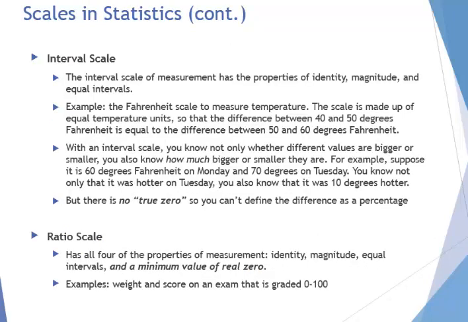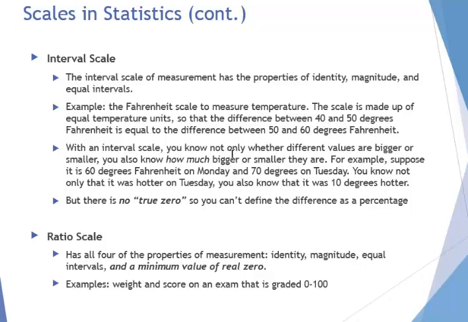Another higher level is an interval scale. An interval scale does have significance by how much of a difference there is between levels. The interval scale measures identity, like the nominal scale, magnitude, like the ordinal scale, but also equal intervals, like the Fahrenheit scale. Temperature is made up of equal temperature units. The difference between 40 and 50 degrees is the same as between 50 and 60 degrees.